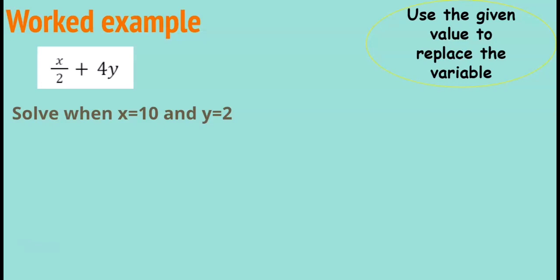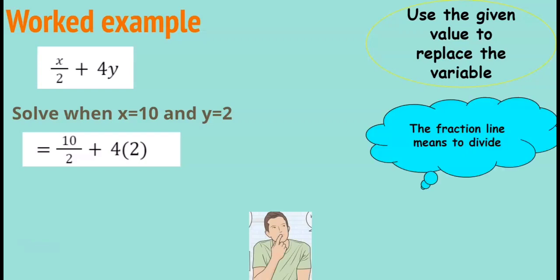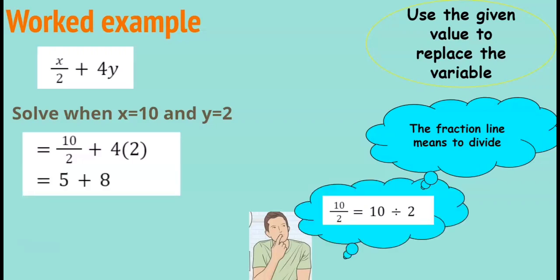Sometimes when we see fractions, we get a little bit timid, but it is the same procedure. All we're going to do is substitute our values. If we recall, the fraction line in a fraction means to divide. So basically, 10 halves is the same thing as 10 divided by 2, which is 5. So we can simplify this expression to become 5 plus 8. From this, it's pretty straightforward. 5 plus 8 gives us 13.